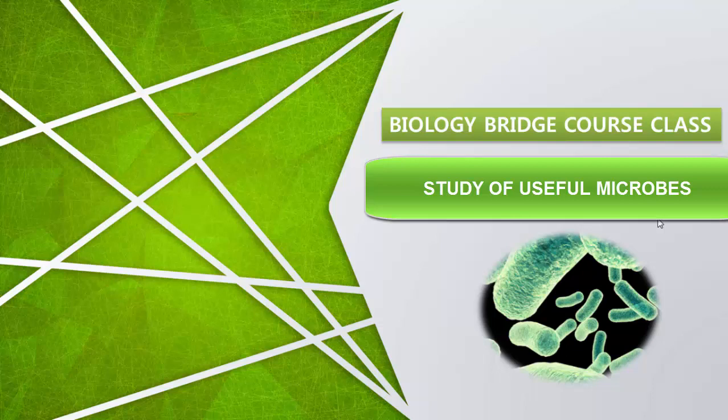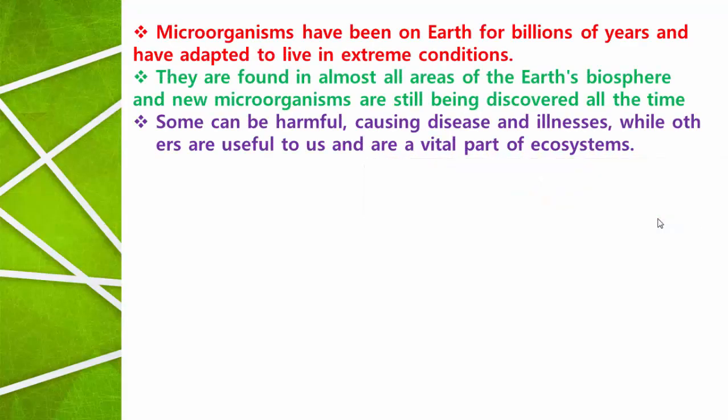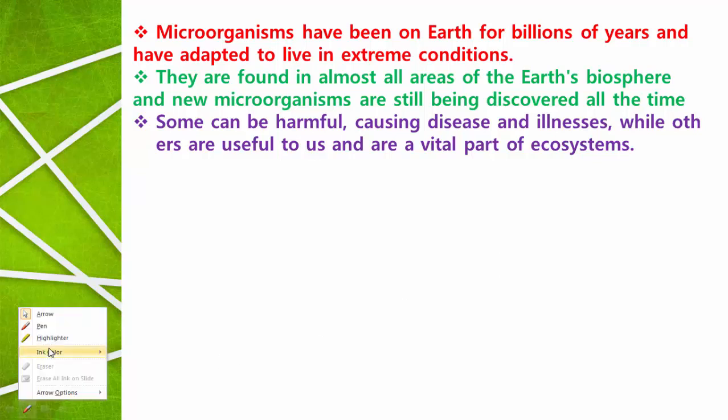What are the different areas where human beings are using microbes for the production of very useful products? So, moving to the details. Microorganisms have been on earth for billions of years and have adapted to live in extreme conditions. This statement is very important as compared to other organisms.